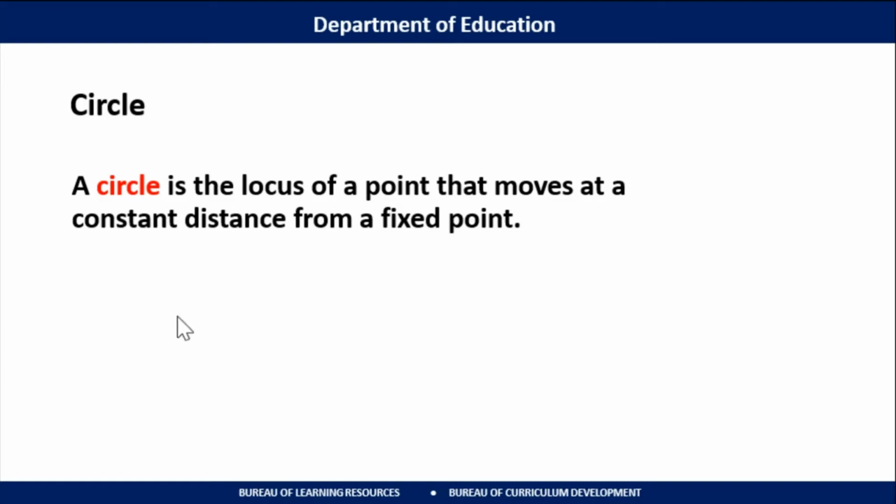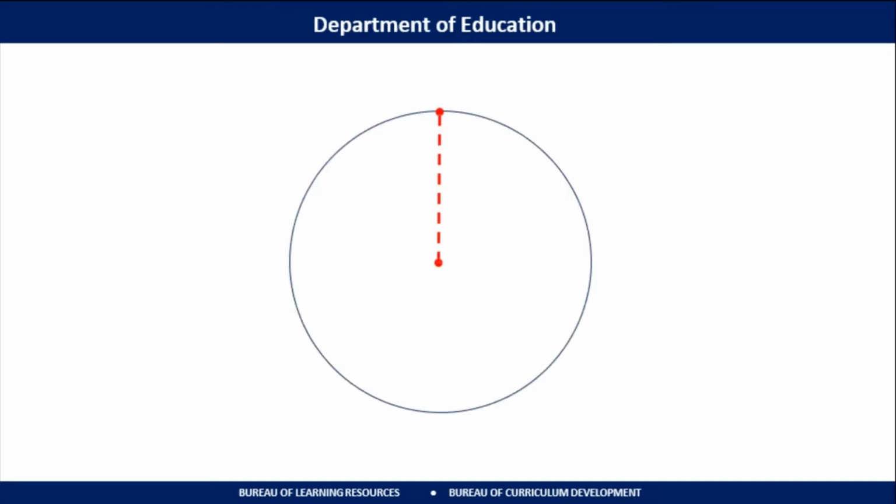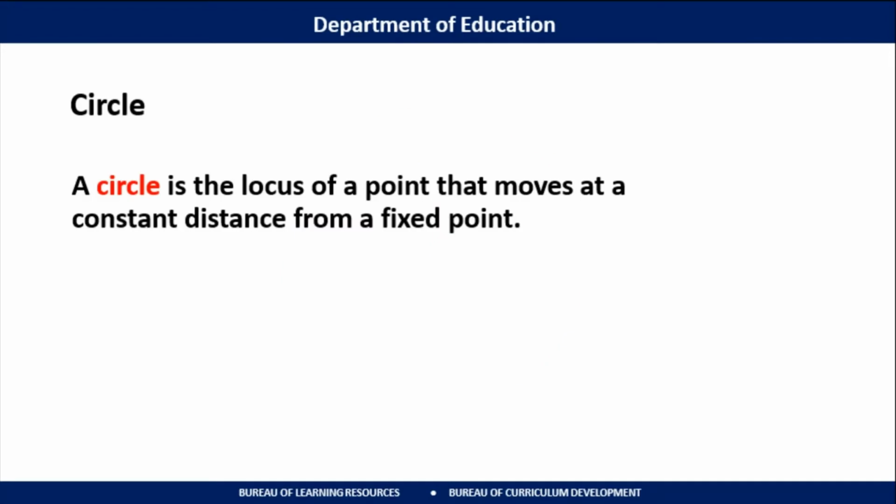So, let's define the first one. A circle is the locus of a point that moves at a constant distance from a fixed point. So, ayan. So, mapapansin natin na gumagalaw yung point. So, ano ba ibig sabihin nun? Locus of a point. So, class, when we say locus of a point, ibig sabihin ito yung collection ng infinitely many point na gumagalaw at a certain condition.